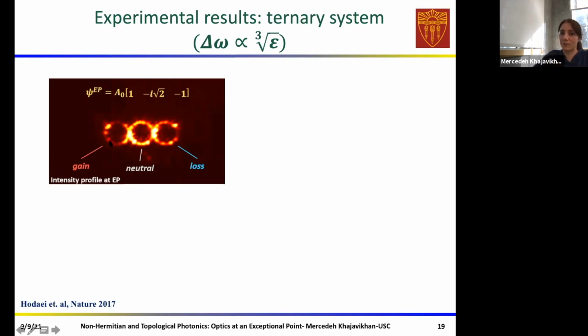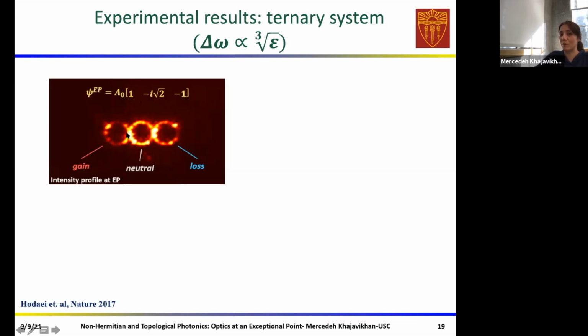One of them we pump, the other one we don't pump, and one of them we are pumping half-half or something around that. Interestingly, at the exceptional point, the eigenmode of the system will follow this equation, which is basically, as you can see, the intensity is going to be 1, 2, and 1.